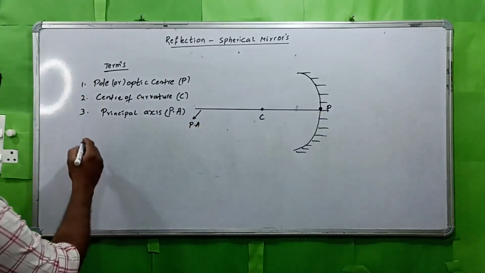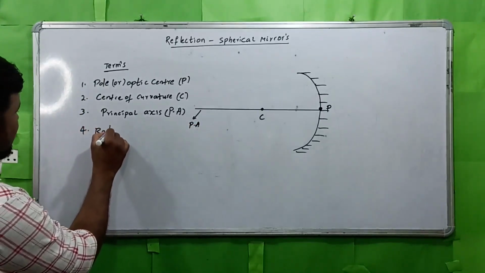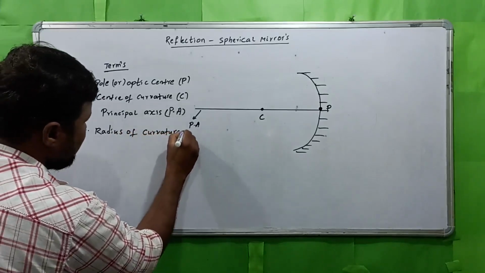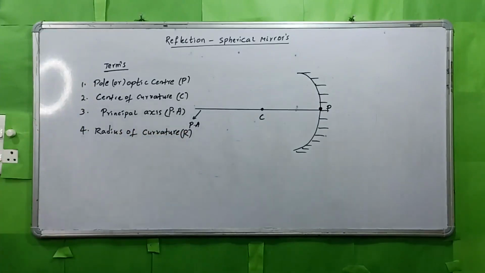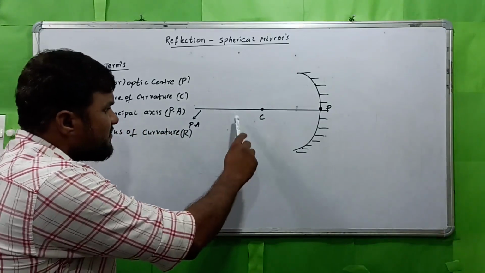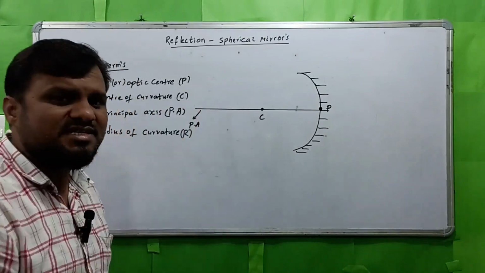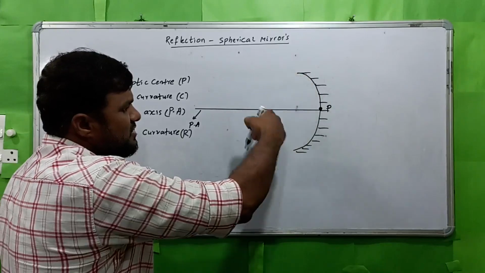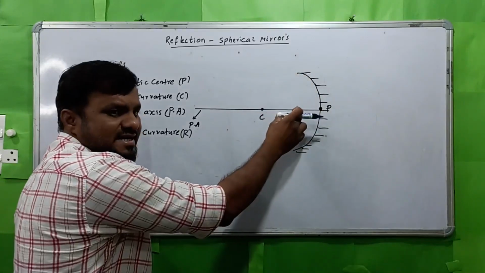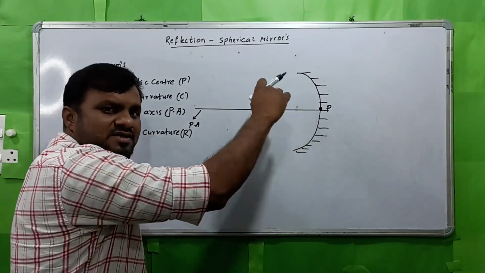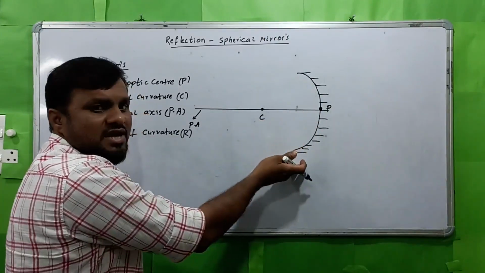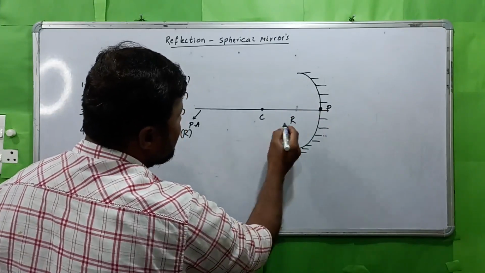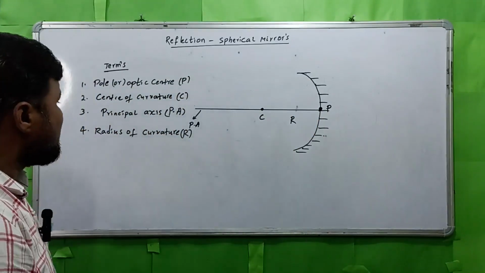Next, we will discuss radius of curvature, denoted by the letter R. Radius of curvature is the radius of the spherical shell of which the mirror is a part. By common sense, we can draw the circle, observe and locate the radius. That is nothing but the radius of the spherical shell from which we have cut the mirror, so the distance between the pole and the center of curvature is nothing but the radius of curvature.